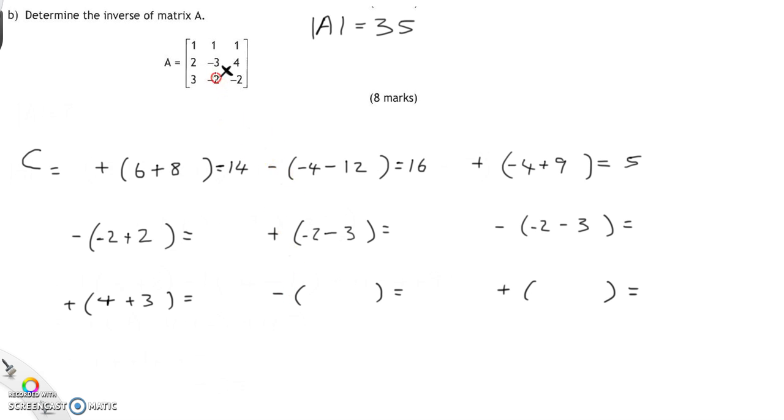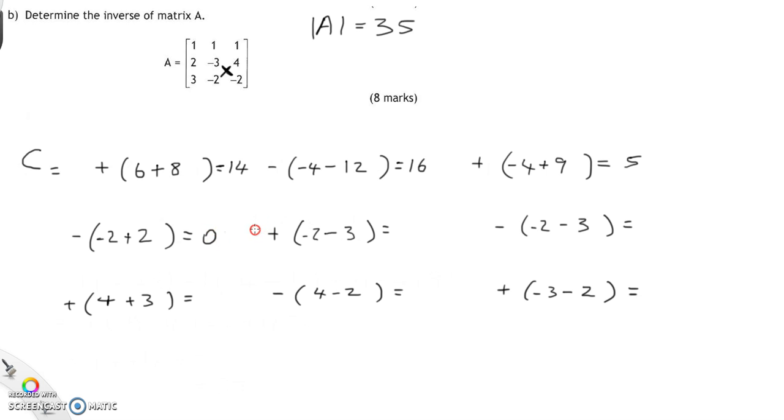Over here then we have the minus 2, bottom row, middle column. So we have 1 times 4, which is 4, minus 2. Bottom right hand corner, we end up with 1 minus 3, minus 3, minus 2. So we can tidy up these ones. That's just going to be 0.